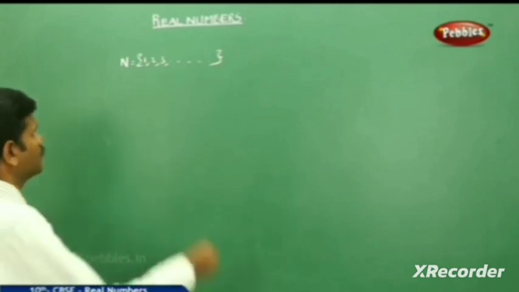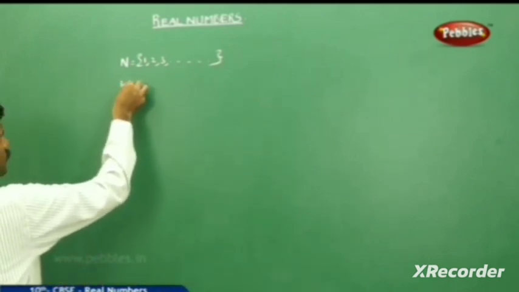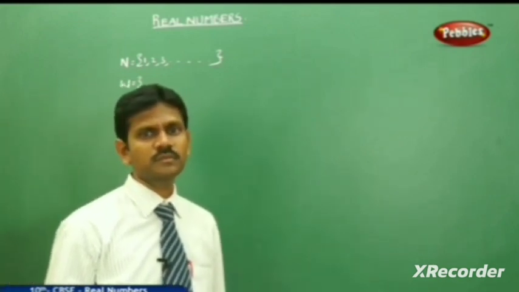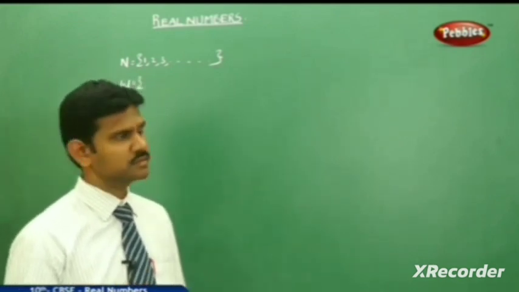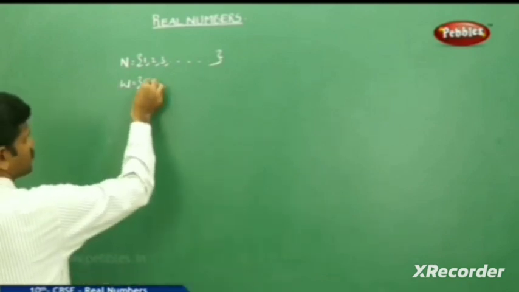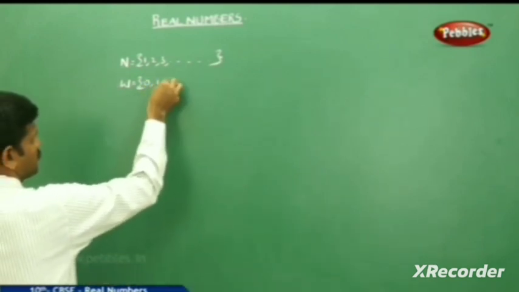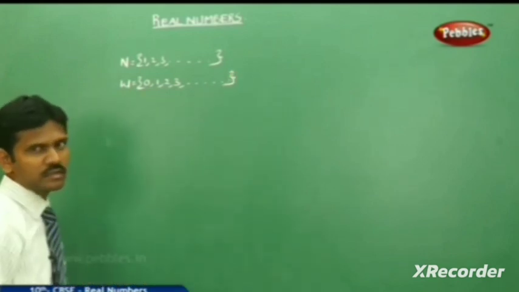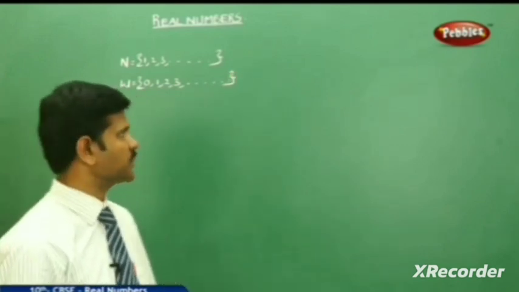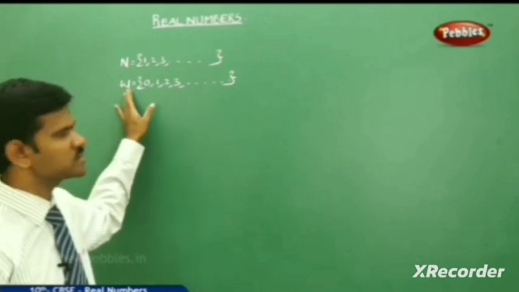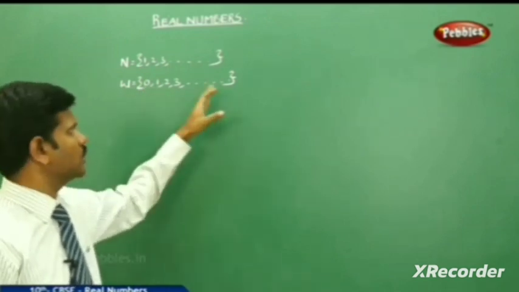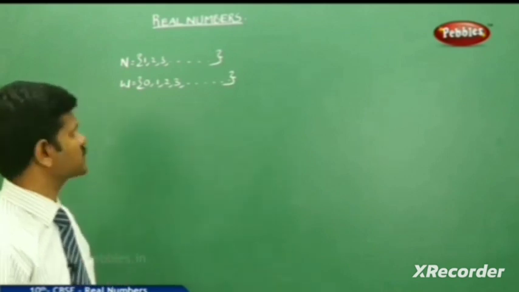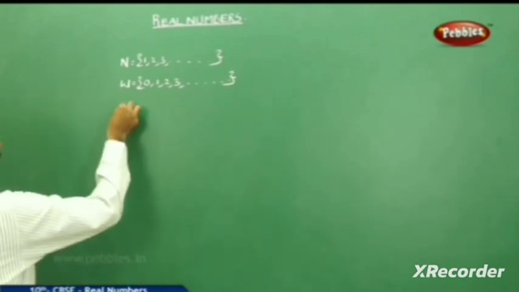Next, the set of whole numbers. How to define a whole number? If to the natural numbers you include 0, then the set of numbers formed is called the set of whole numbers. That means in the set of whole numbers, the least number is 0 and the highest number is not defined.